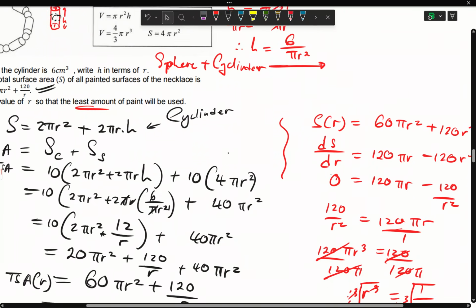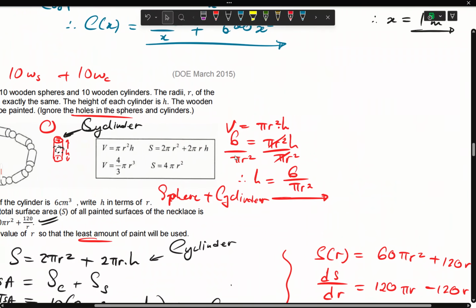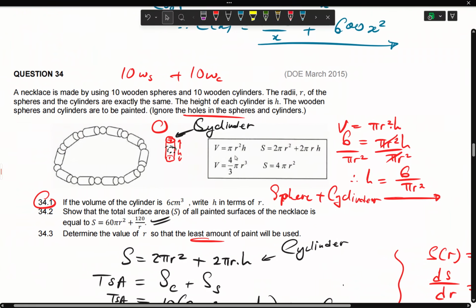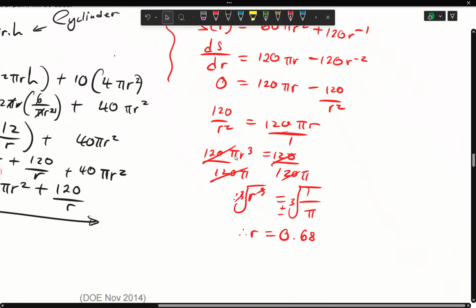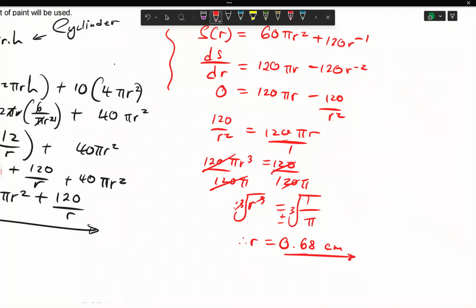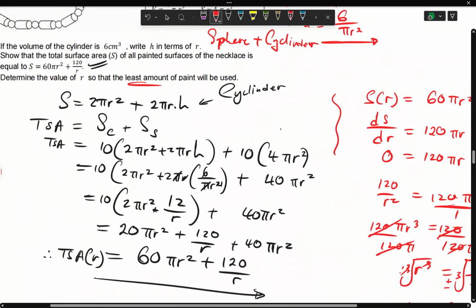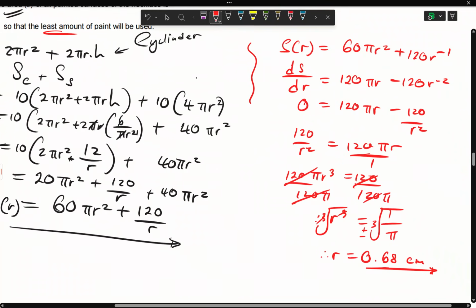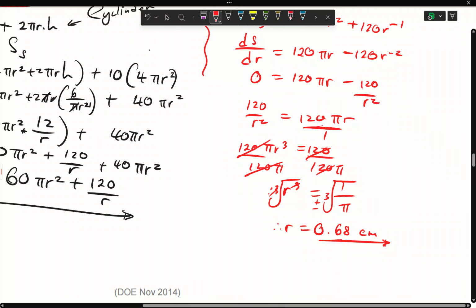Let's check the units. The units is specified now, it is centimeter. So this has to be centimeter, not cubed, but just centimeter. So that's 0.68 centimeter. So let's go back again. Determine the value of r so that the least amount of paint will be used. Remember, guys, you have plus or minus. Let's confirm now. But we know r will be a positive value, no?